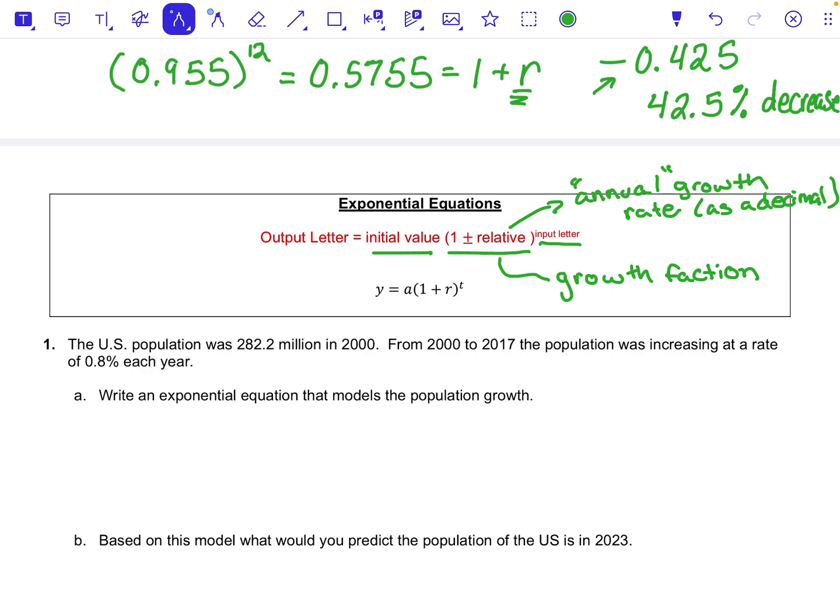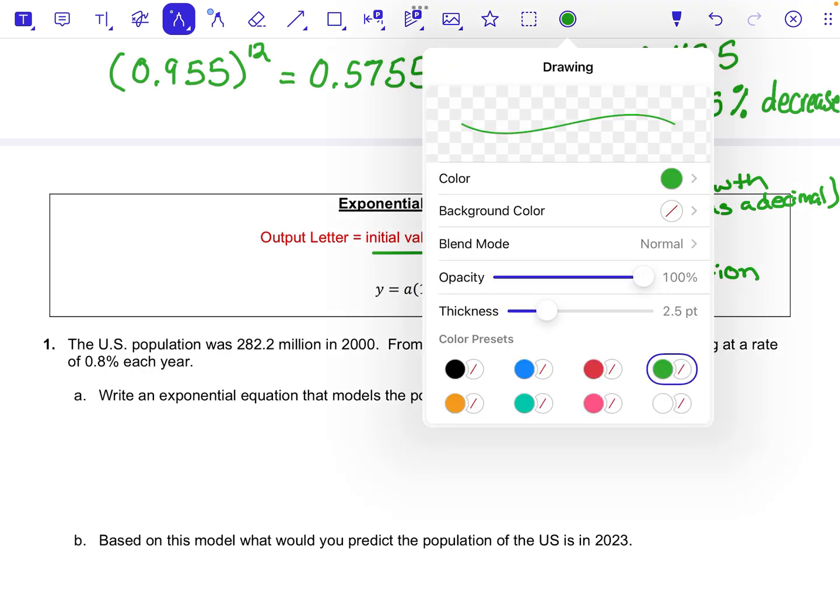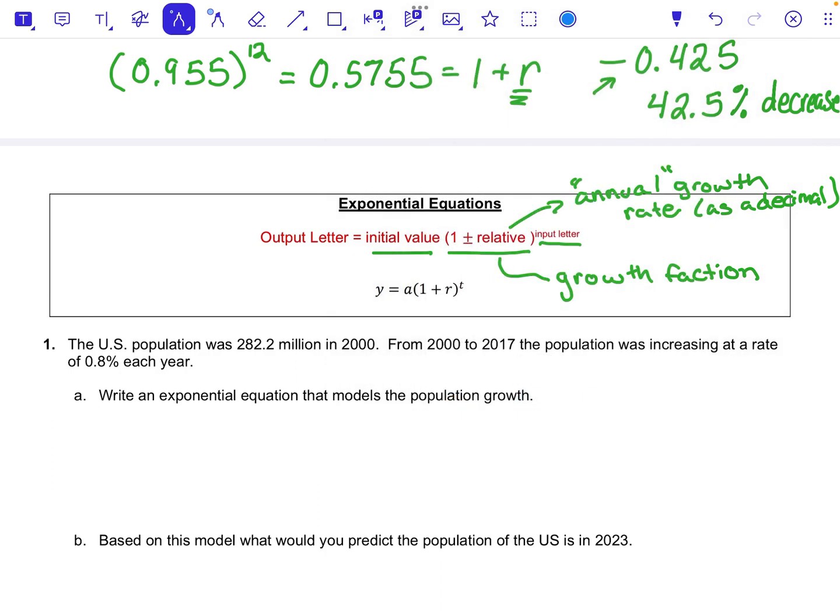Okay, so we're going to start with an exponential growth problem. I'm going to change colors just so we don't mix up our green with another one. So we're looking at population, and with exponential functions, population's a common one because often our population doesn't grow at a constant rate. We often talk about populations growing based on a certain percentage.